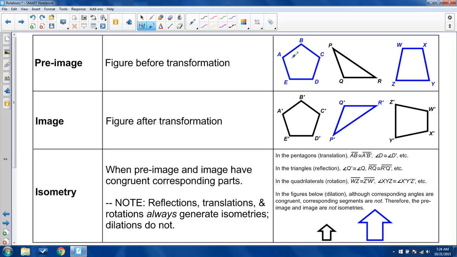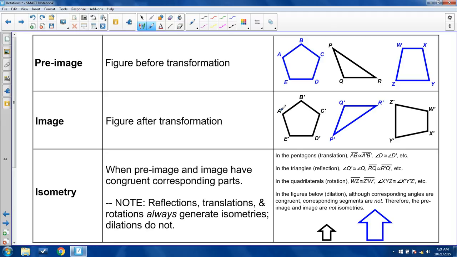Like in a problem, it says, here's pentagon ABCDE. Now apply the transformation. Here's a triangle, PQR. Here's a trapezoid, WXYZ. Then you apply a transformation. That's going to be called your image. Because both might be drawn on screen together, if you want to say what happened from preimage to image, you know which one's which because they'll have corresponding points.